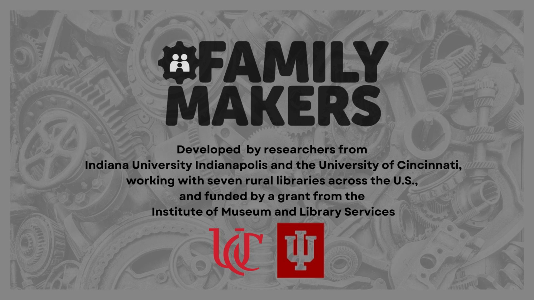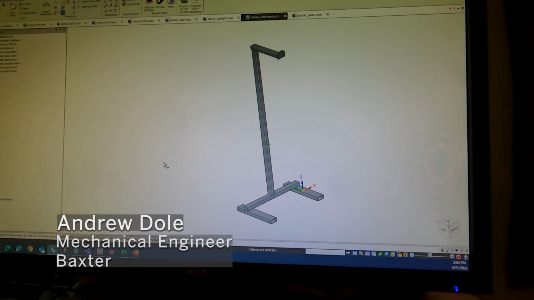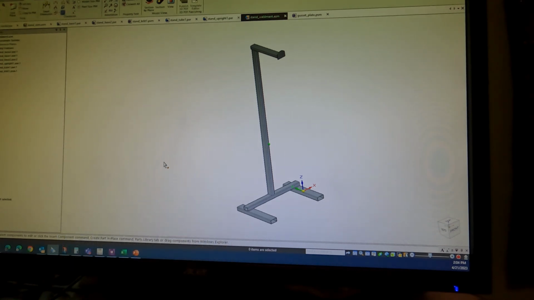Hi everyone. I'm going to show you a little bit of a day in the life of a mechanical engineer, specifically focusing on product development and the design cycle. I'm a mechanical design engineer and I work for a company that makes sporting goods or sporting good supplies, something along those lines.